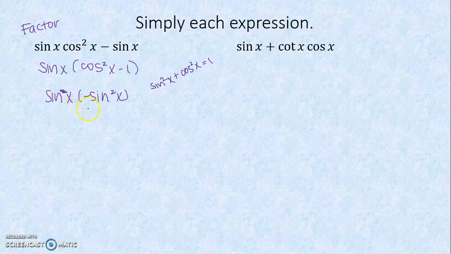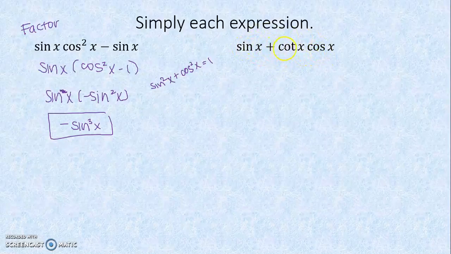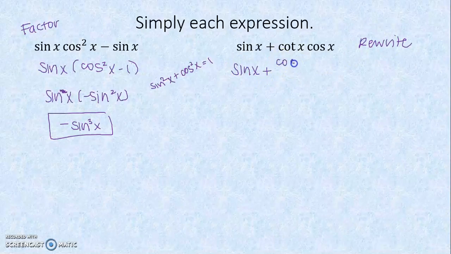So then when I do sine x times a negative sine squared x, I get negative sine cubed x. And that's as simplified as it gets. On this side, my trig functions don't match, and this one is even a cotangent. So I'm going to start by rewriting using sine and cosine. So sine x is sine x. Cotangent becomes cosine x over sine x, and then cosine x.